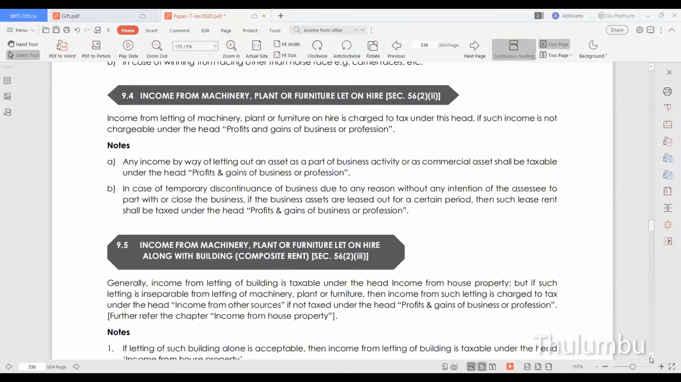So next is income from machinery, plant or furniture. Suppose letting out furniture is not my main business, then it will be considered as income from other sources. These are notes. But if letting out is part of my business activity, it is considered as PGBP income.